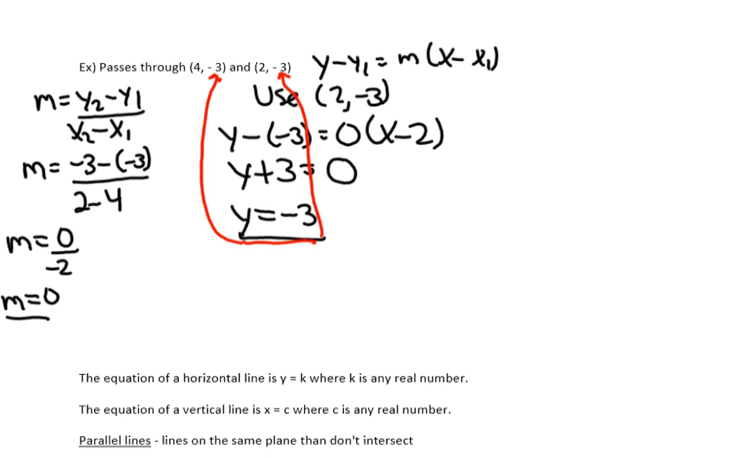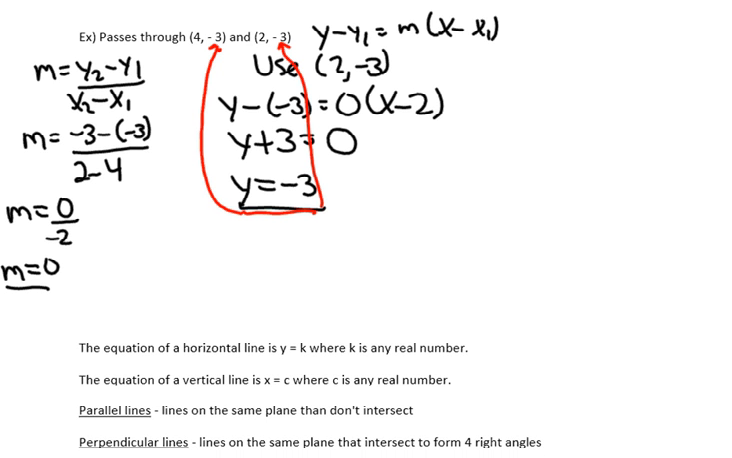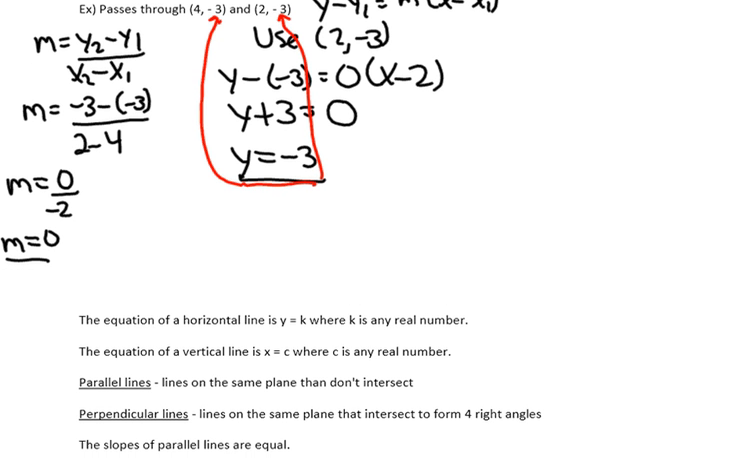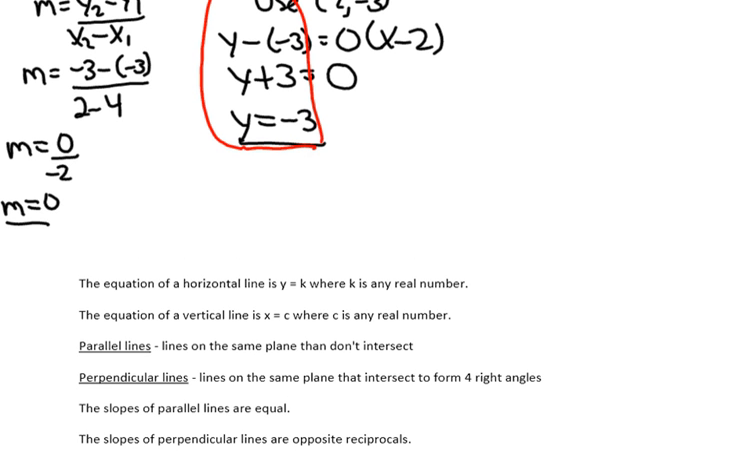All right, parallel lines. These are lines on the same plane that don't intersect. And perpendicular lines are lines on the same plane that intersect to form 4 right angles. Now, if you recall, the slopes of parallel lines are equal, and the slopes of perpendicular lines are opposite reciprocals.